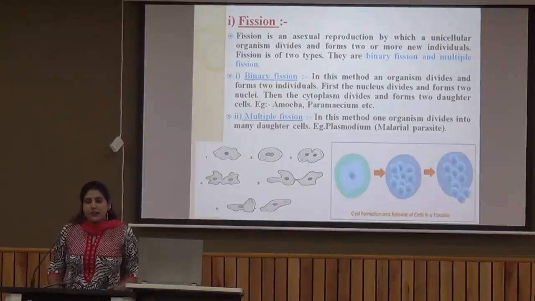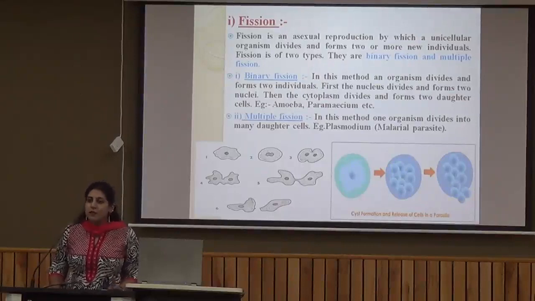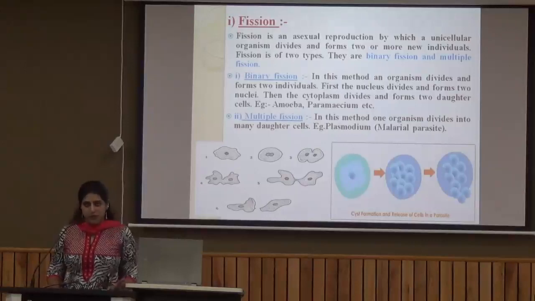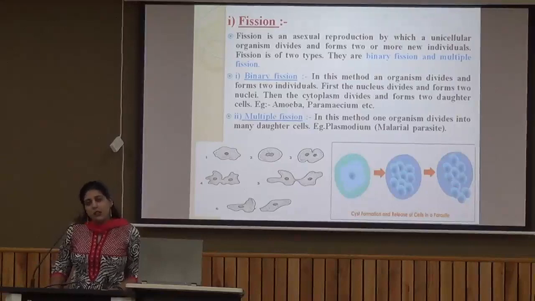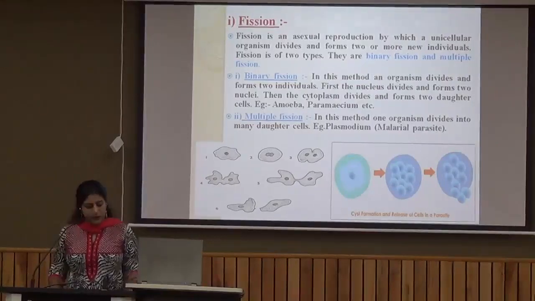The difference is that in binary fission, the nucleus divides one time, whereas in multiple fission, the nucleus divides multiple times. Secondly, in binary fission, there is formation of two daughter cells, whereas there are many in multiple fission. Third, there is no cyst formation in binary fission, whereas there is cyst formation in multiple fission.